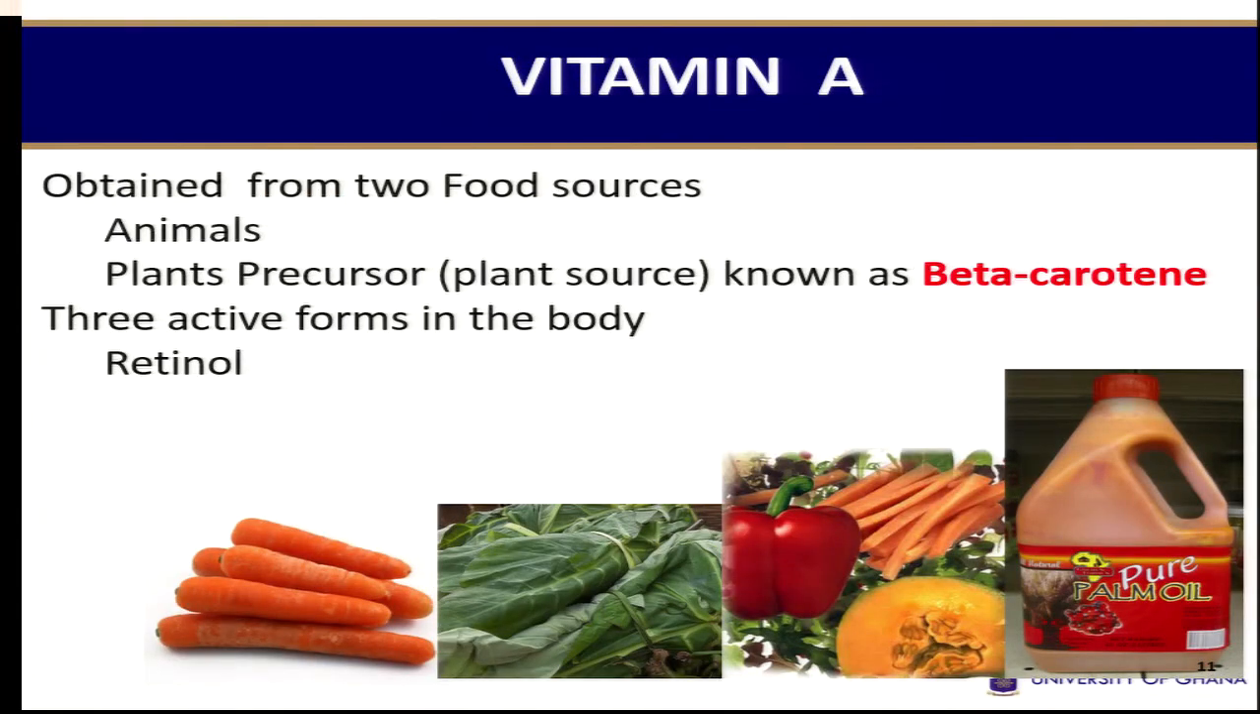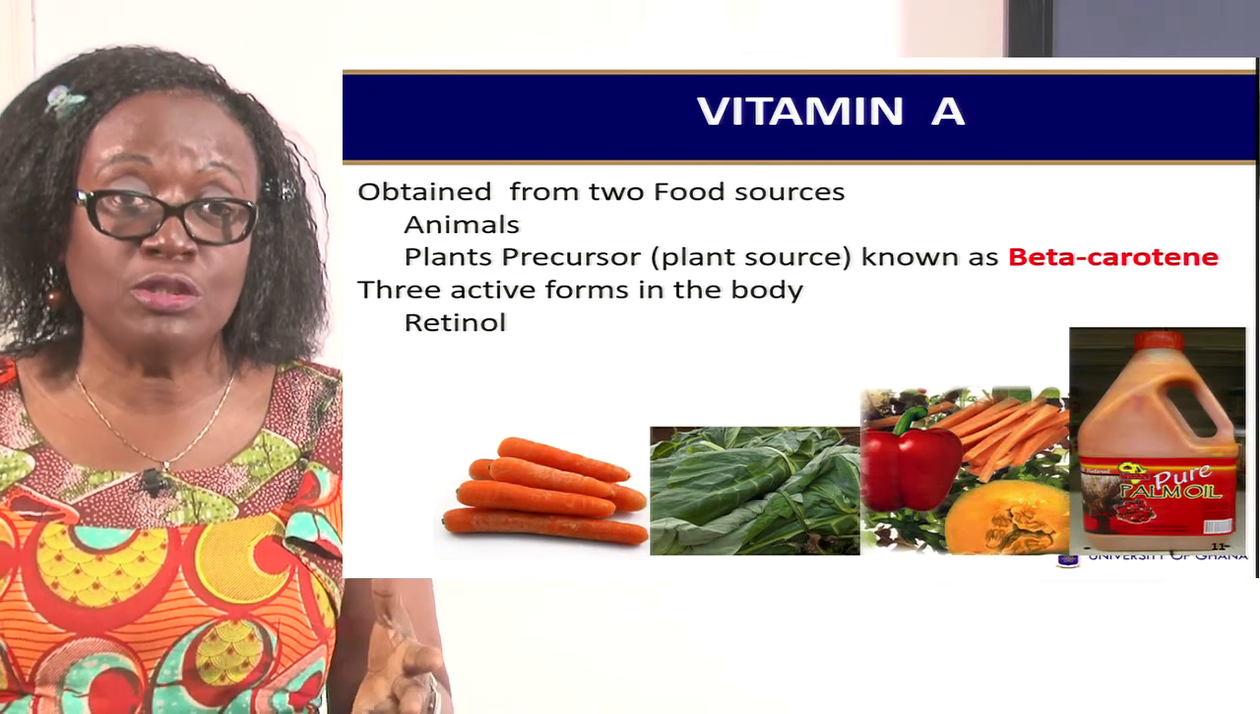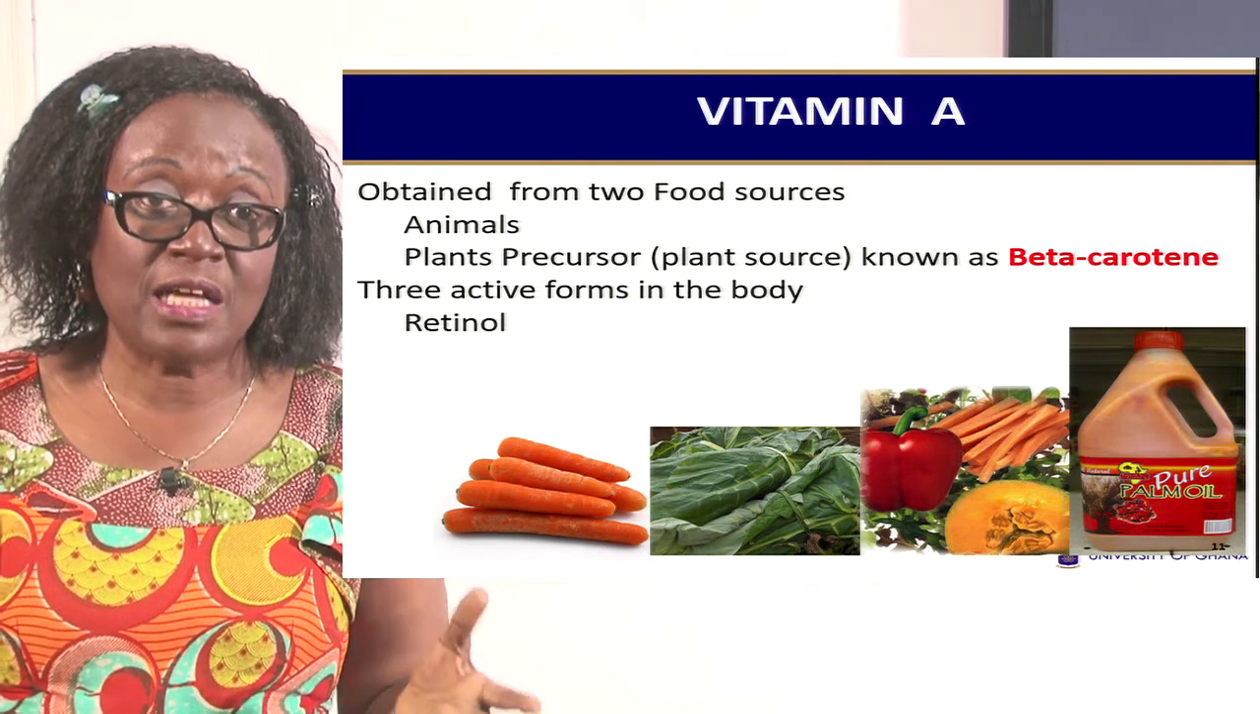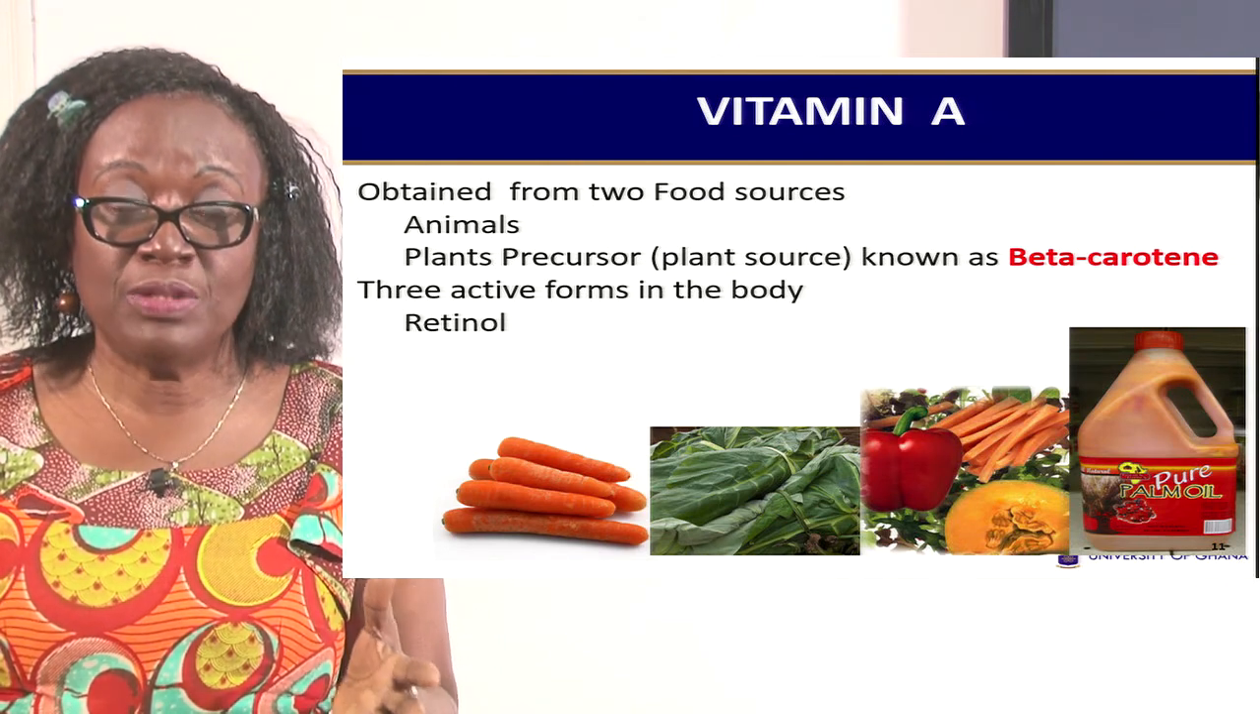Yes, vitamin A. So now we are going to take the vitamins one after the other, the two that are of global significance, that is vitamin A and then folic acid. Where do we get vitamin A from? From animal sources, as I mentioned, but that is not our main source here in Ghana and the sub-region. Plant sources are the major one for us, the beta-carotene.